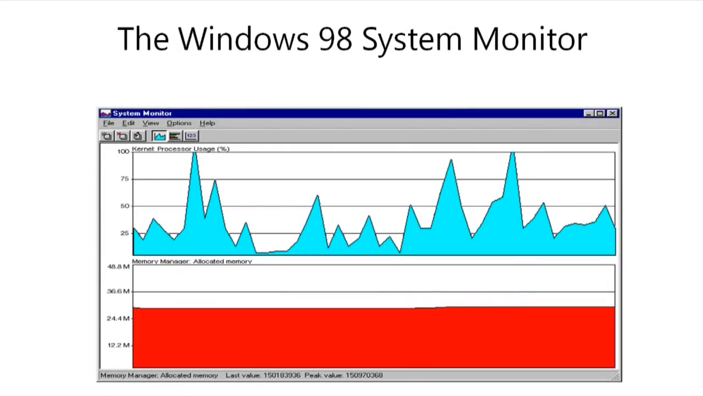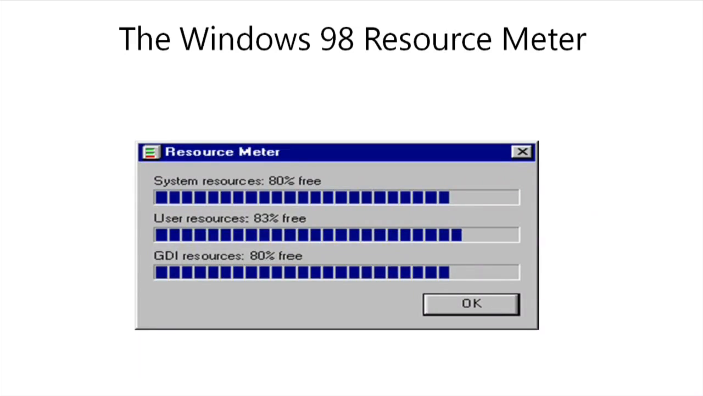So the Windows 98 System Monitor. This is what we had for 98. It gives you some rough idea. A resource meter, 80% free, 83% free, GDI resources, graphic device usage there.